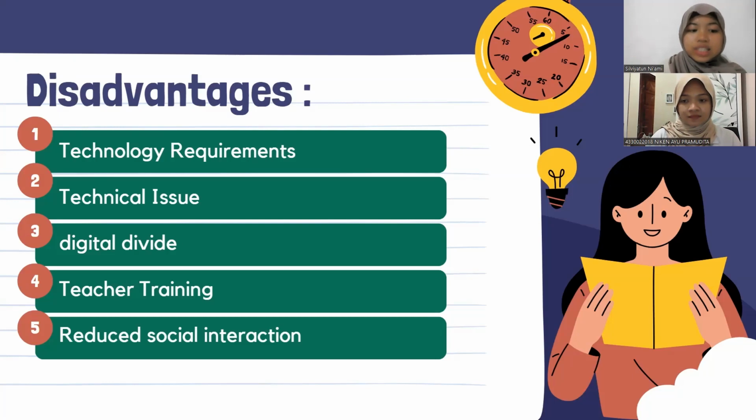And the fifth is reduced social interaction. Online learning means less chance to talk and work with classmates, which is important for learning. Students in the class should communicate with each other. It is important to work and communicate with each student to build their opinion about other things. It is important. And the next slide.